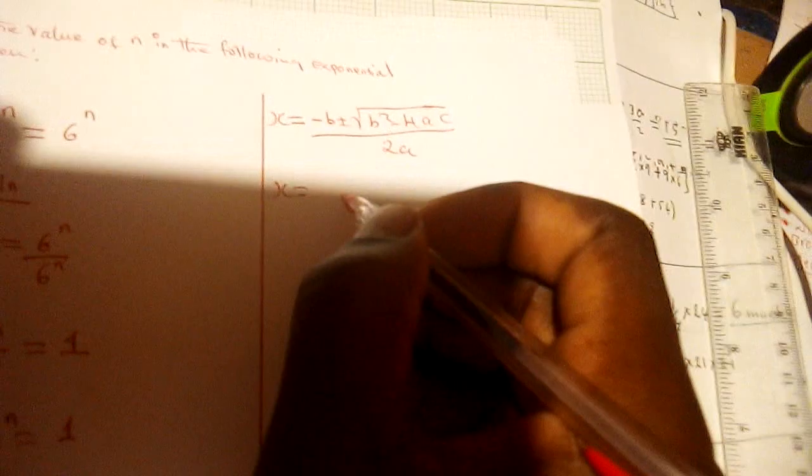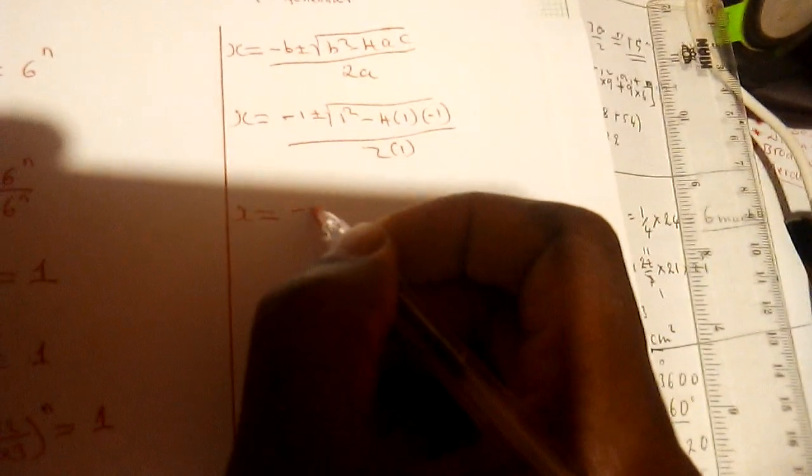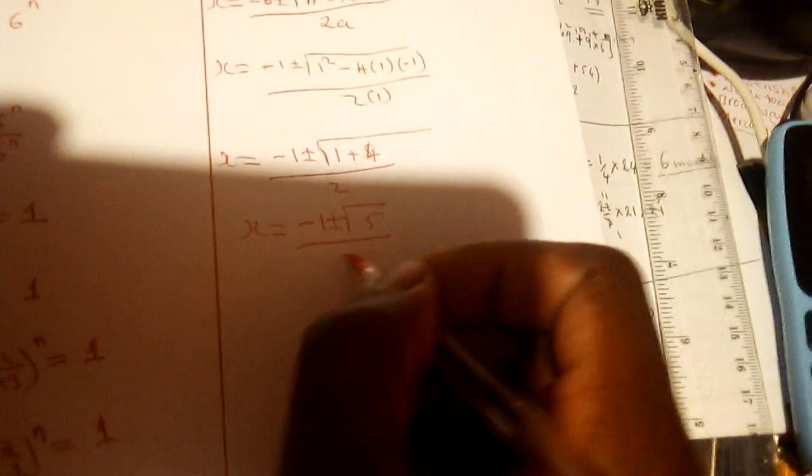Then we have minus b, which is 1, plus or minus the square root of b, which is still 1, squared, minus 4 times a, which is still 1, times c, which is minus 1, everything over 2. Simplify this, we have minus 1 plus or minus the square root of 1 plus 4, all over 2. X is equal to minus 1 plus or minus the square root of 5 all over 2.